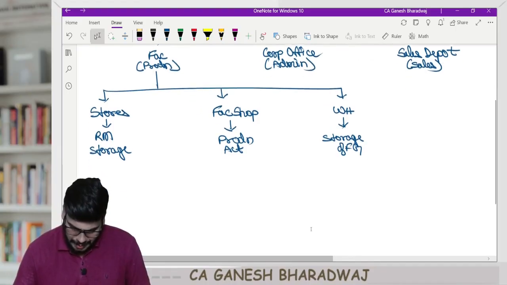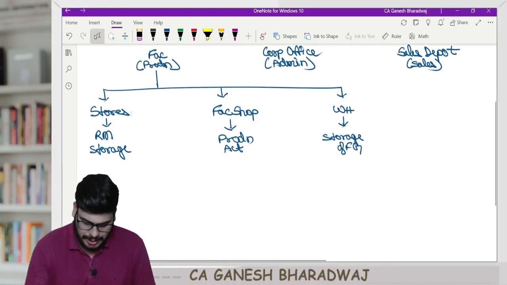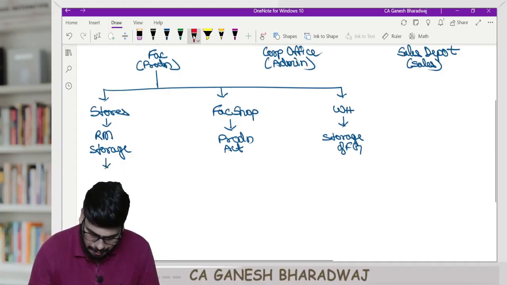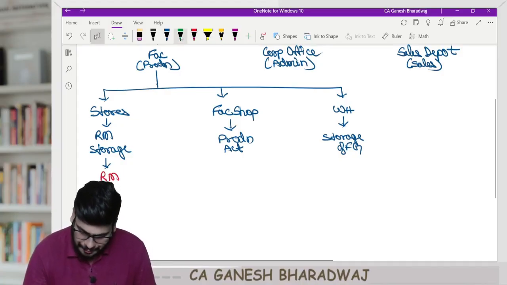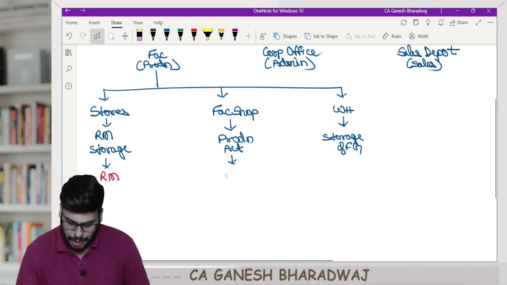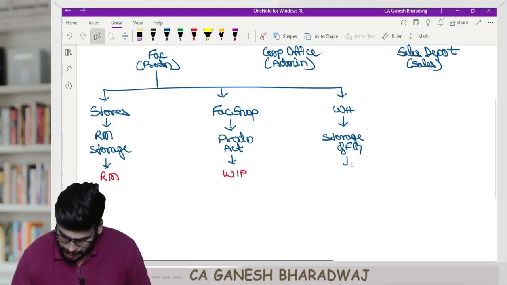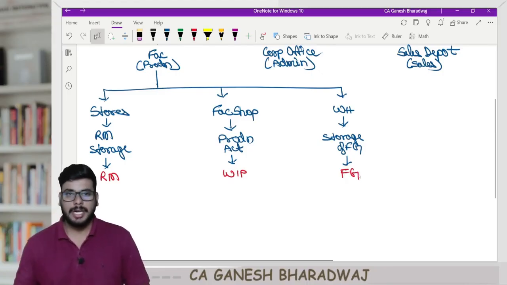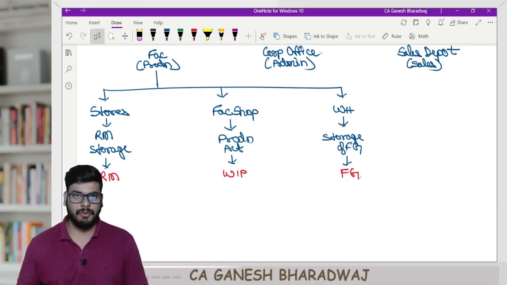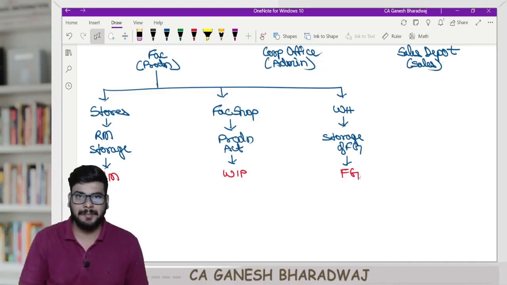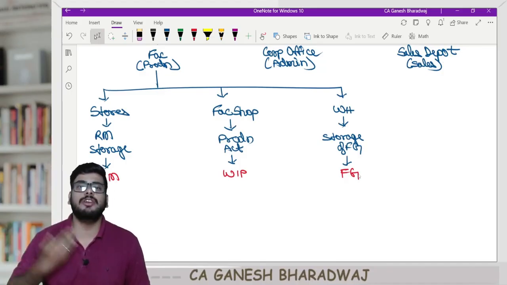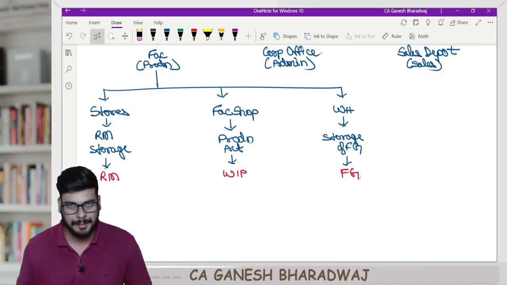Now, in other words, this stores area predominantly deals in raw material. This factory shop area predominantly deals in conversion of raw material into FG, that is your WIP, work in progress. And this warehouse area deals in what? Finished goods. Are you clear with this, guys? Now, if you notice, this cost sheet is nothing but a statement prepared to calculate your overall cost incurred. Are you clear with this?